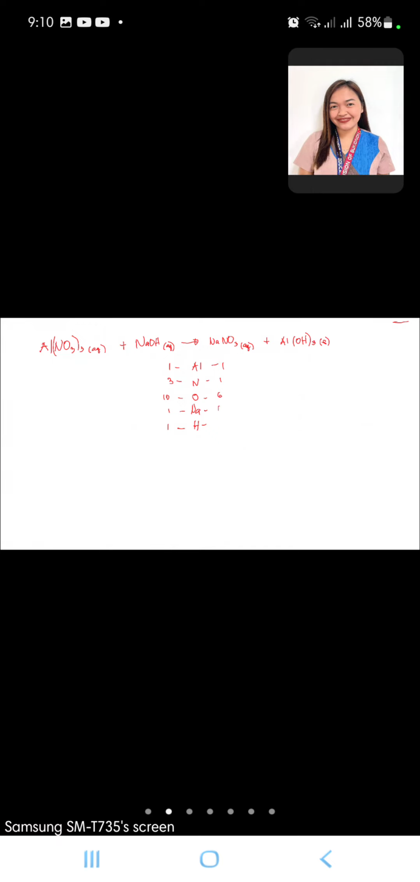So, on the reactant side, we have 1 atom of aluminum. Nitrogen is 3. Oxygen is 9 plus 1, so 10. Sodium 1, hydrogen 1. On the product side, 1 atom of aluminum. Nitrogen is 1. Oxygen is 3 plus 3, 6. Sodium 1, then hydrogen 3. Okay.